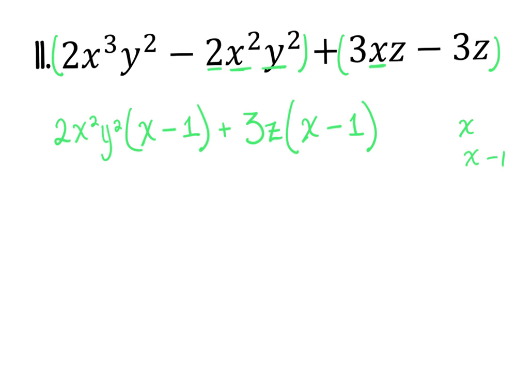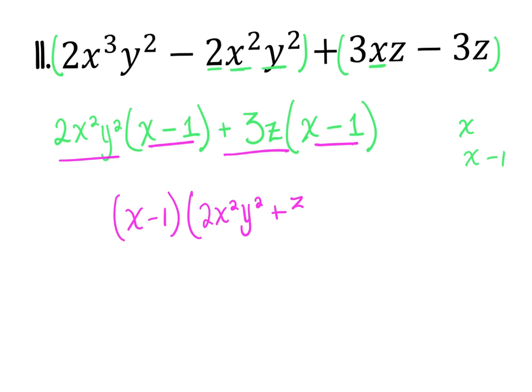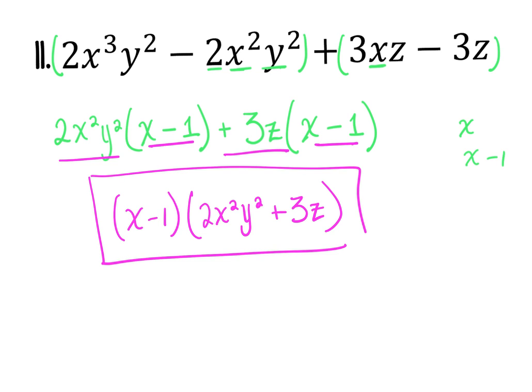Between these, I have the x minus 1 in common, and I'm left with the 2x squared y squared plus the 3z. And that is my factoring. Go ahead and try number 12.